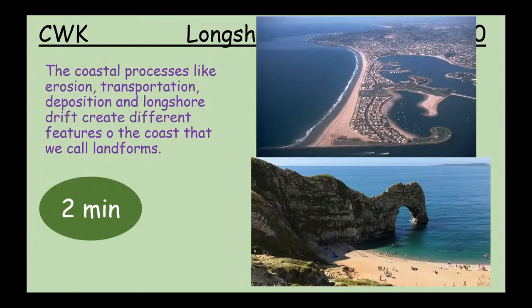Okay, so let's have a look at longshore drift in a bit more detail. Coastal processes like erosion, transportation, longshore drift cause different features. They make different things on the land, and we can see several features in these two photos. In the bottom, we've got Durdle Door, the kind of archway. That's a feature that's been created by erosion. We've also got a beach in that picture down there too. Again, that's a feature that's created by processes like erosion and transportation and deposition.